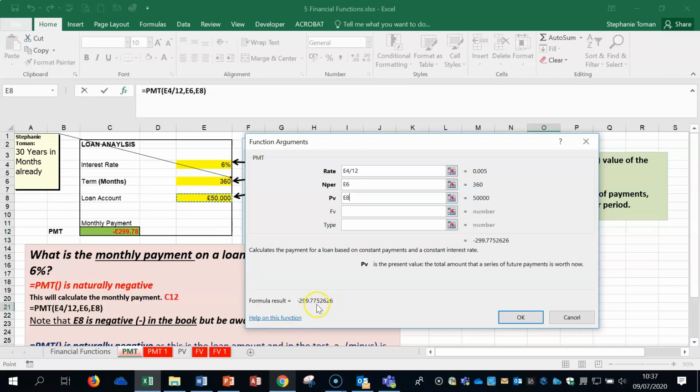Notice that it is a negative function, and PMT is a natural negative function. In other words, you're paying out, and that's how it is, okay? And if you do it with a minus in front, because that's where you remember being taught, that's how we were taught to do it, it'll come out as a positive. That's still acceptable in the exam, okay?